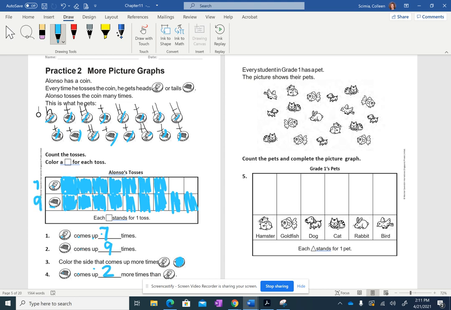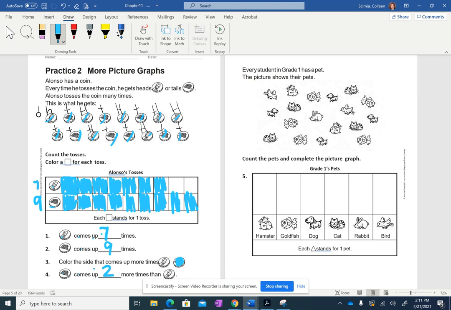Okay, so let's move now to the next page. Every student in grade 1 has a pet. The picture shows their pets. Count the pets and complete the picture graph. Each triangle stands for one pet.